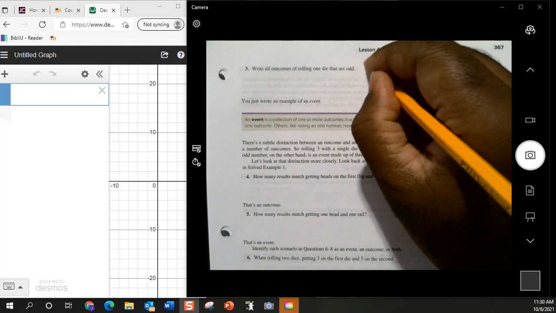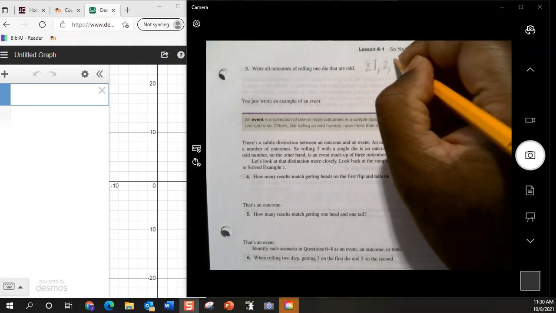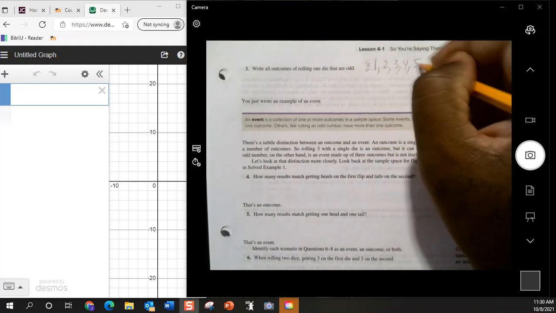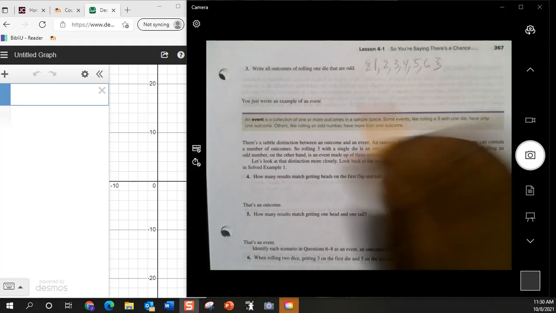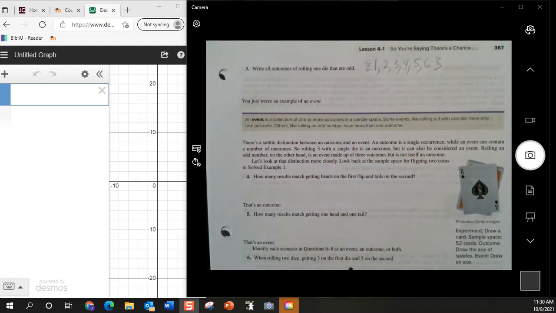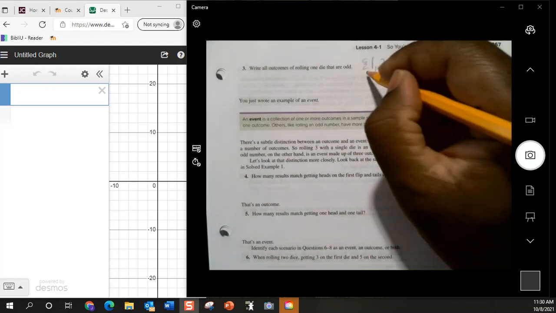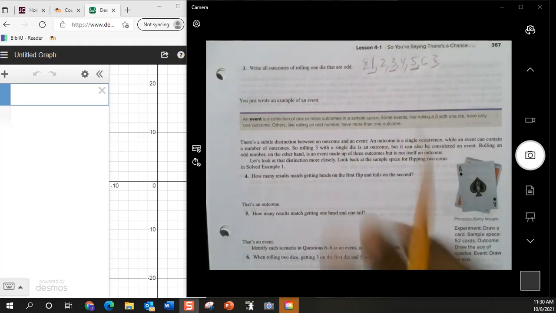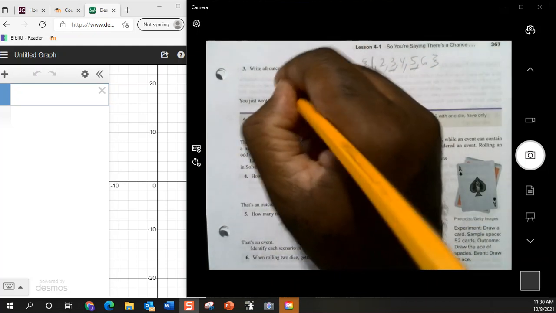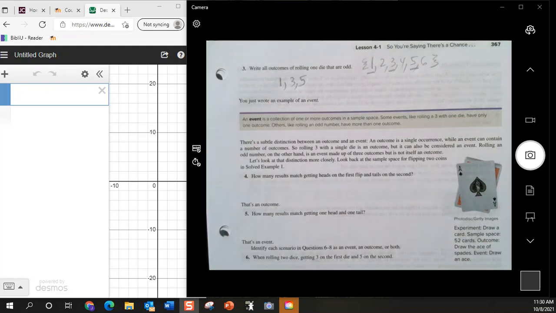Now, I'm going to write the sample space here. You don't have to do that, but we could look at the sample space. This is a sample space of a die, and they want us to do all odd. So it's 1, 3, and 5. So your answer here would be 1, 3, 5.